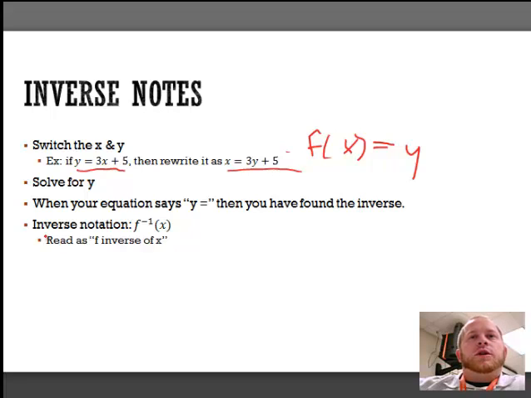Once you switch your x and your y, you're going to solve for your y variable. That means that y is equal to something. Y is completely by itself. And when we write this, your inverse notation is f inverse of x. That's what this means right here. When you see this, you know you're trying to find the inverse of whatever the function is that comes up next.